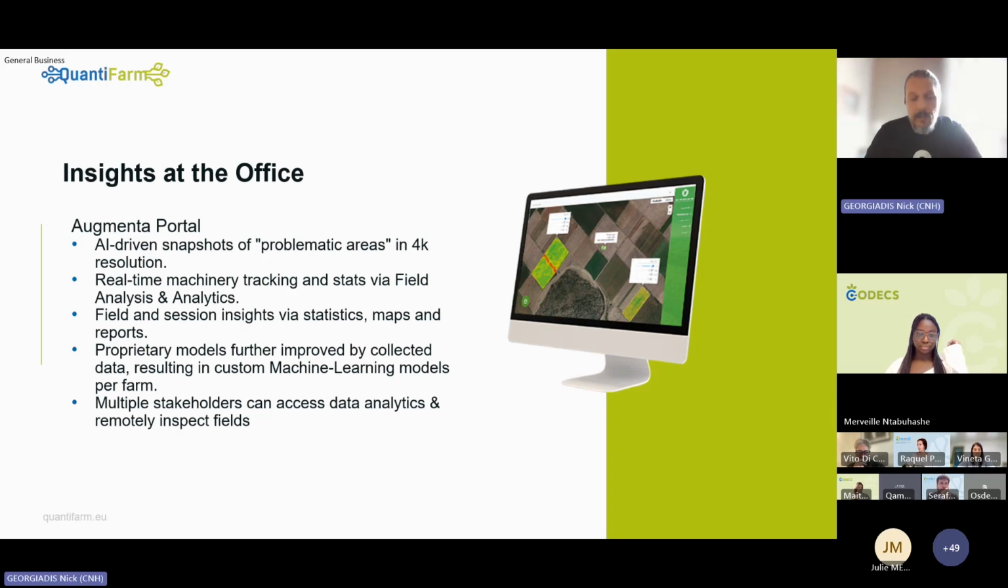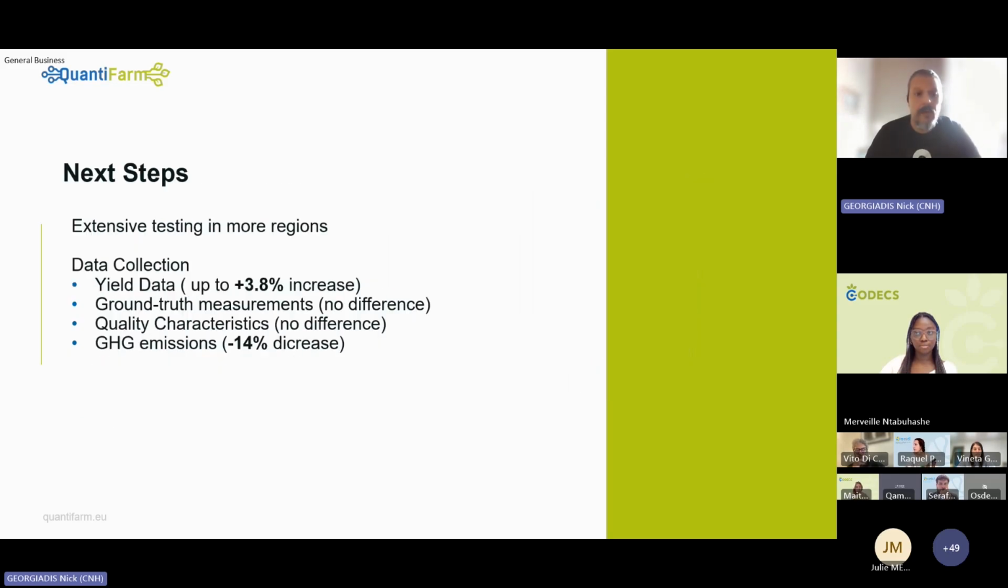After that, all the data can be gathered from the farmer to create his own reports, which can help him understand the results and have a better plan for the next cultivation period. Up to now, except for the savings, a yield increase of up to almost 4% has been recorded.